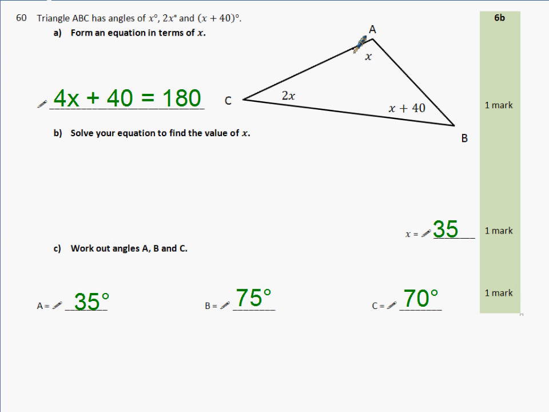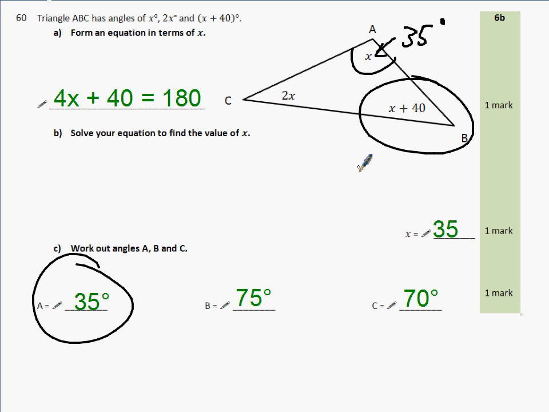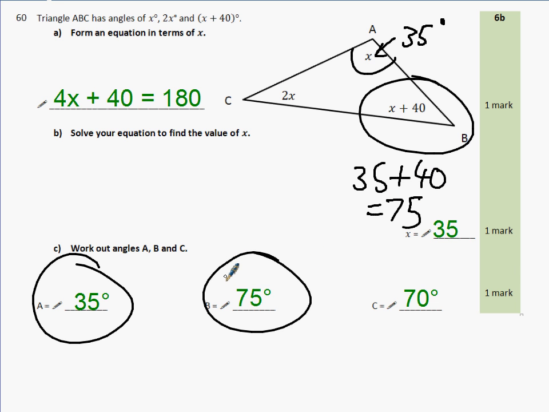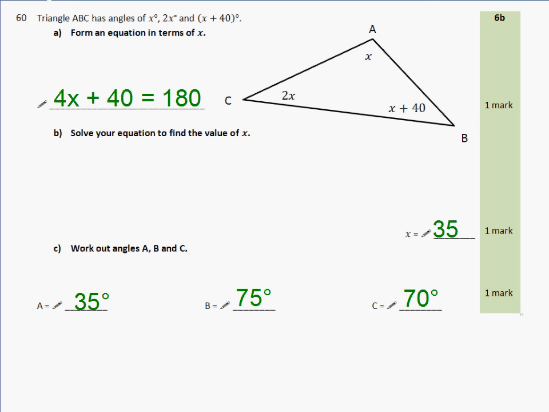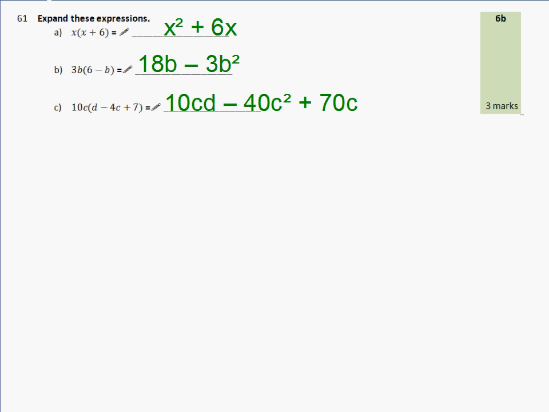If you know that x equals 35, then this must be 35, that angle there, so that's why I've written A equals 35. B, which is x plus 40, is 35 plus 40, which is 75, which is why I've written B equals 75. And this angle here stands for 2 times 35, so that's 70. It's really straightforward actually, isn't it? Looks hard to start with.